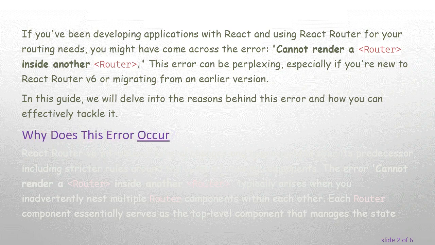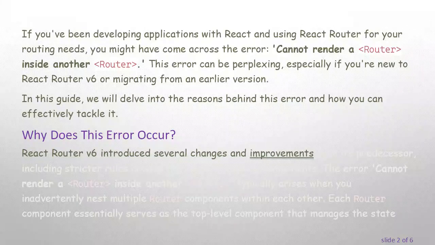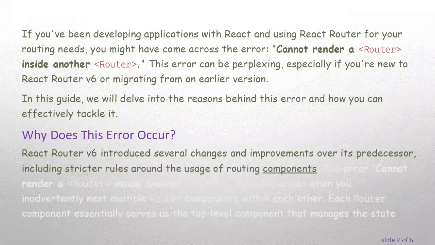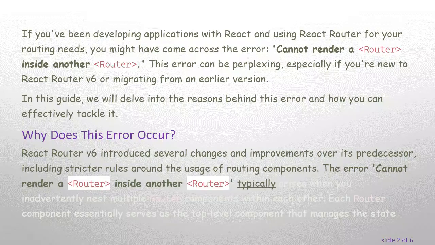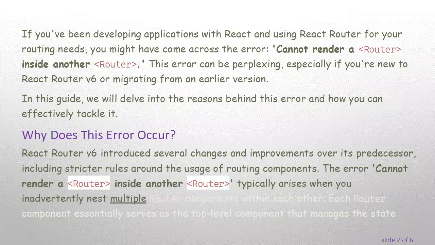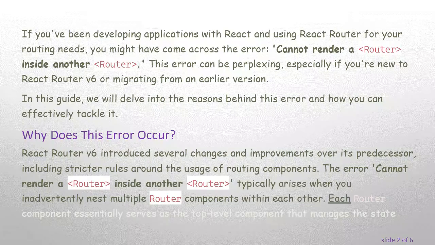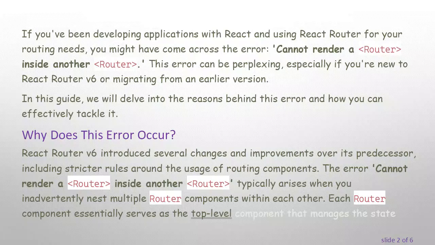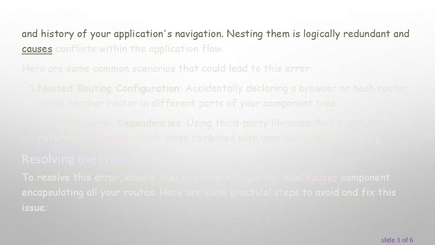Why does this error occur? React Router v6 introduced several changes and improvements over its predecessor, including stricter rules around the usage of routing components. The error, "cannot render a router inside another router," typically arises when you inadvertently nest multiple router components within each other. Each router component essentially serves as the top-level component that manages the state and history of your application's navigation. Nesting them is logically redundant and causes conflicts within the application flow.